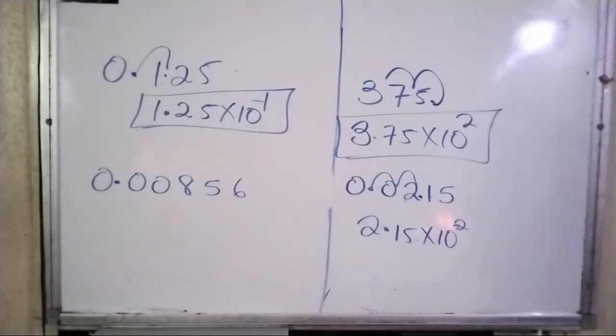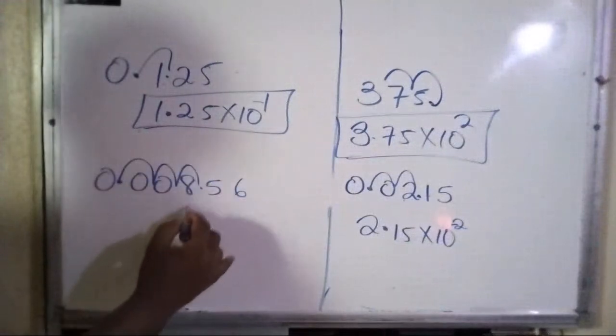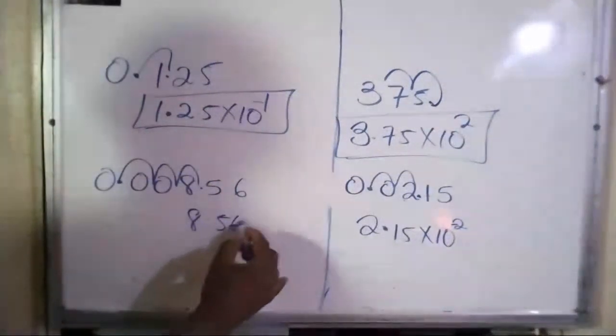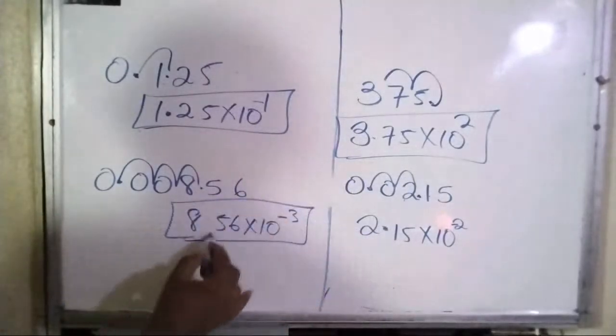Now I can see that you guys are ready for your examination. So we have 1, 2, 3. So it's 8.56 times 10 to the negative 3. And that would be our answer.